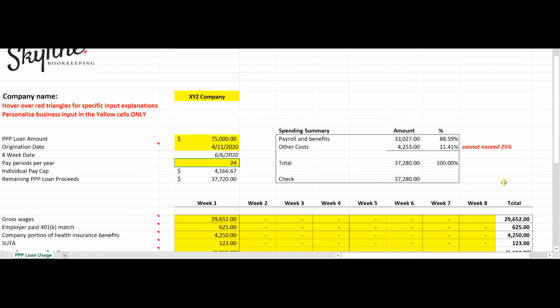And that is really why this spreadsheet is so important, is we want to make sure that we're calculating everything in order to provide this information to your lender for loan forgiveness, but also to make sure that we're staying on track as far as what the percentages are for payroll and benefits and other costs, because we don't want this to exceed 25%.